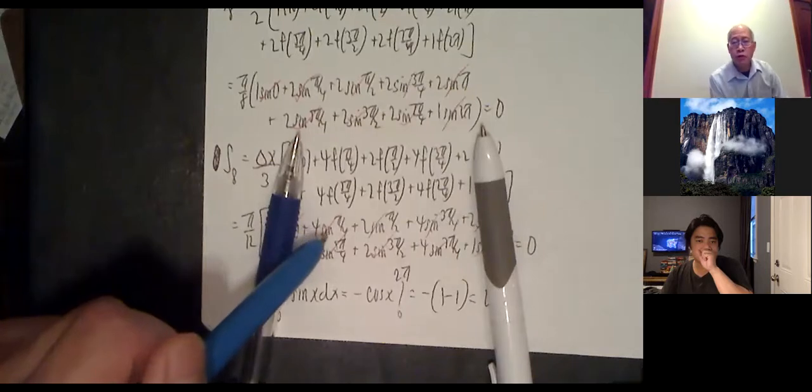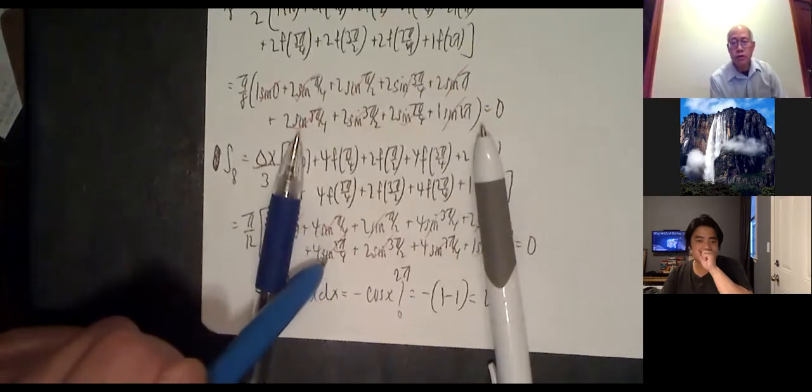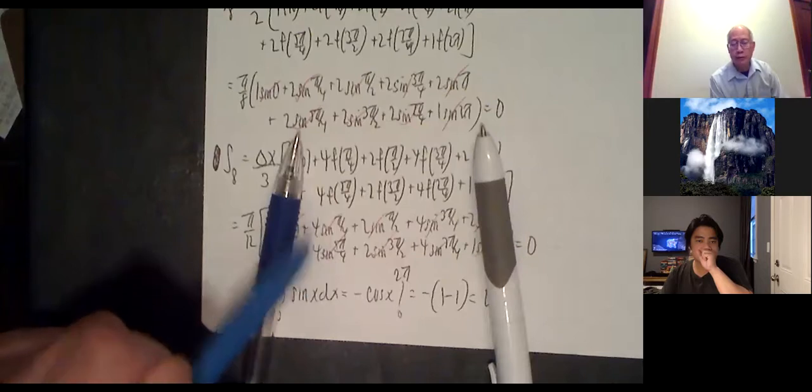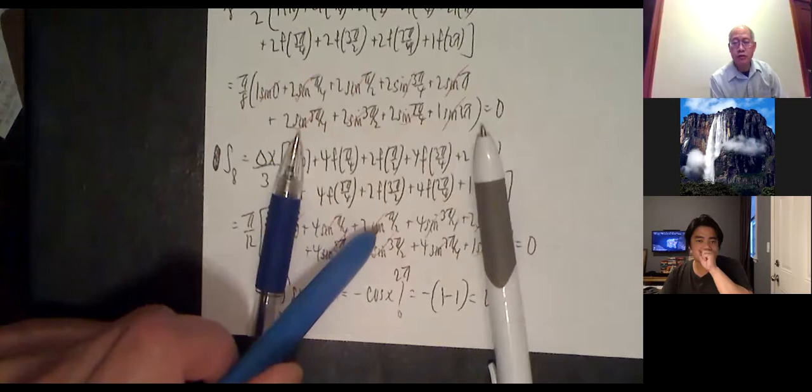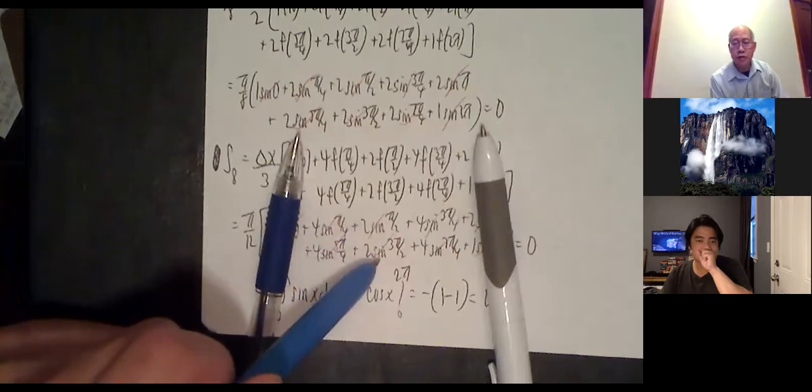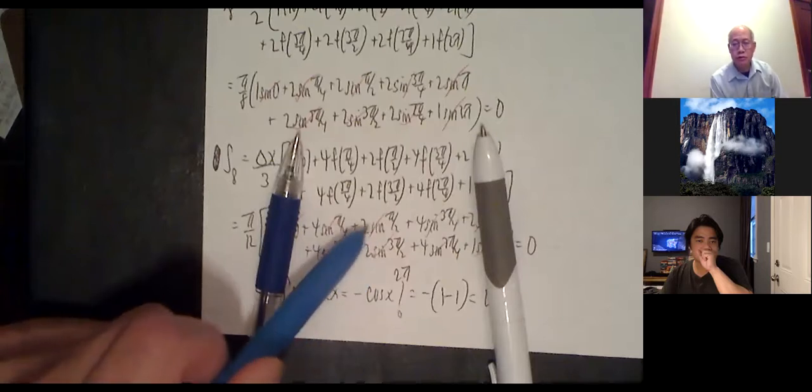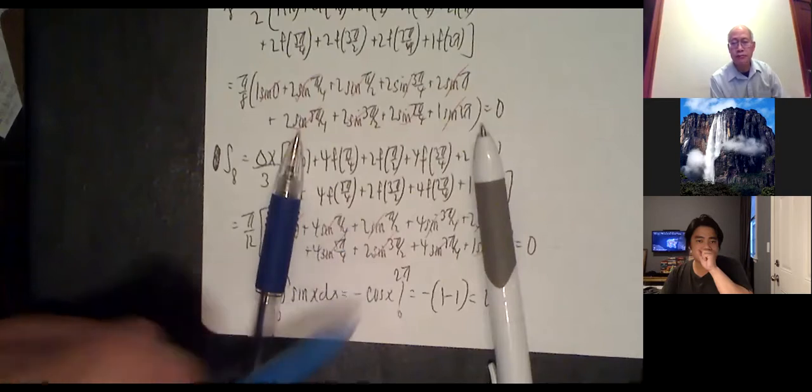Sine of pi over 4 is radical 2 over 2. Sine of 5 pi over 4 is negative radical 2 over 2. Multiplied by 4, they cancel out, that's 0. Sine of pi over 2 is 1. Sine of 3 pi over 2 is negative 1. Multiplied by 2, multiplied by 2, they cancel out.